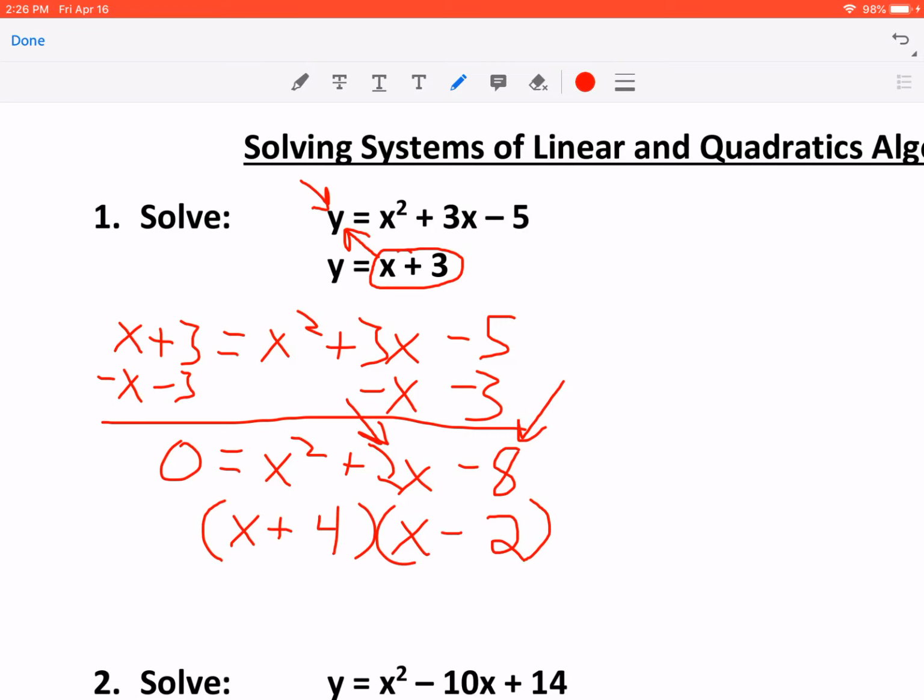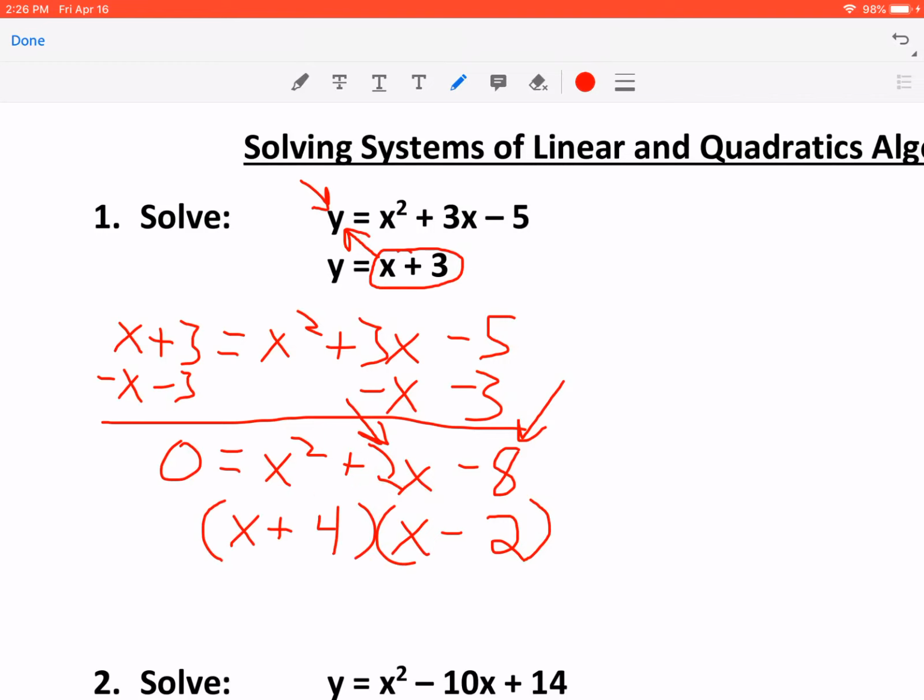Remember, you can do FOIL to double check to make sure that that's correct. X times x is x squared. That would be a minus 2x. That would be a plus 4x. Minus 2x and plus 4x is plus 2x. And 4 times negative 2 is a negative 8. So that is the correct factored form.